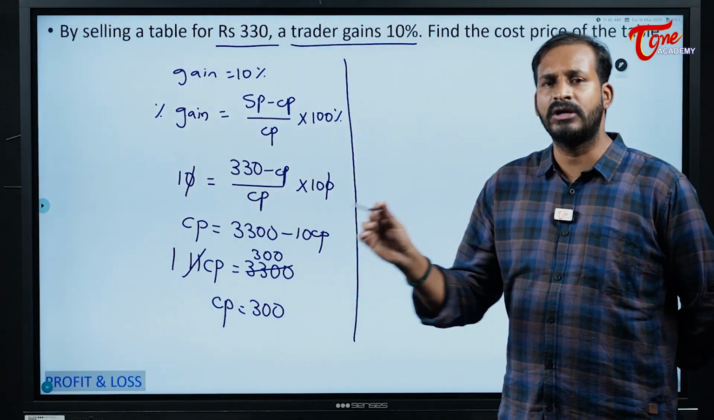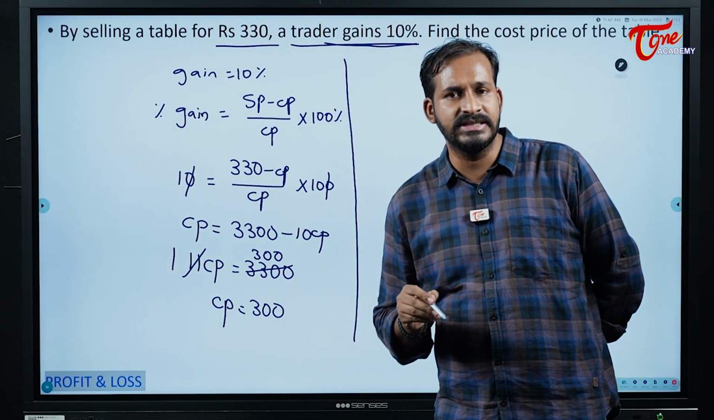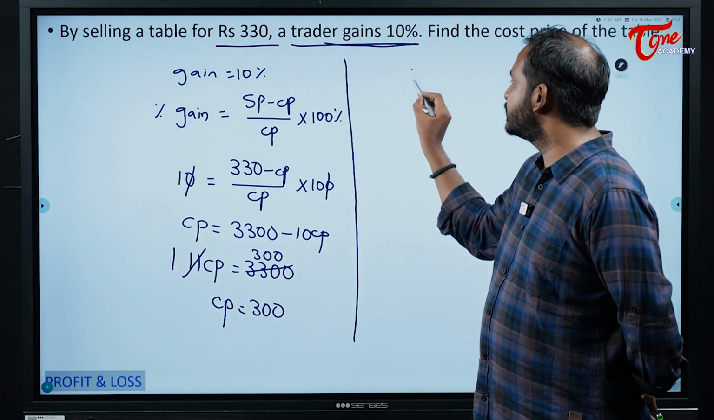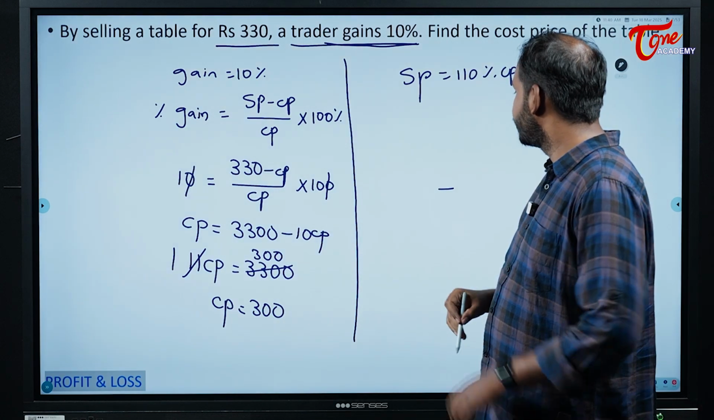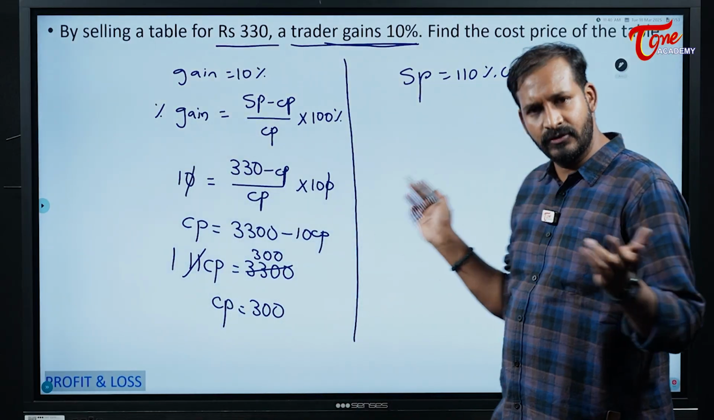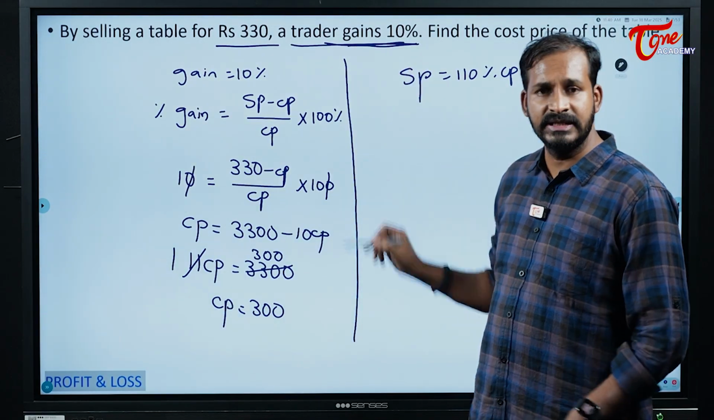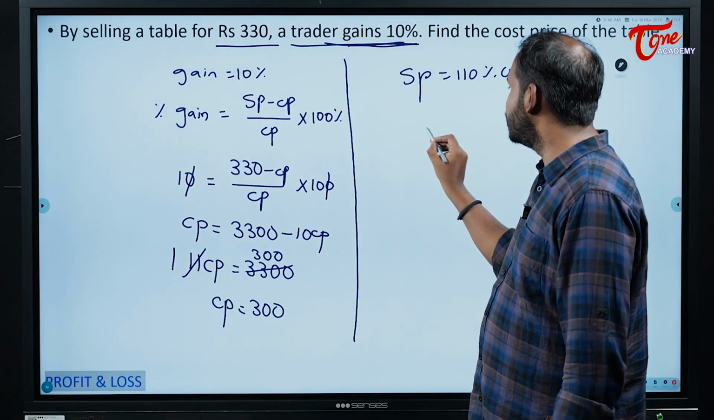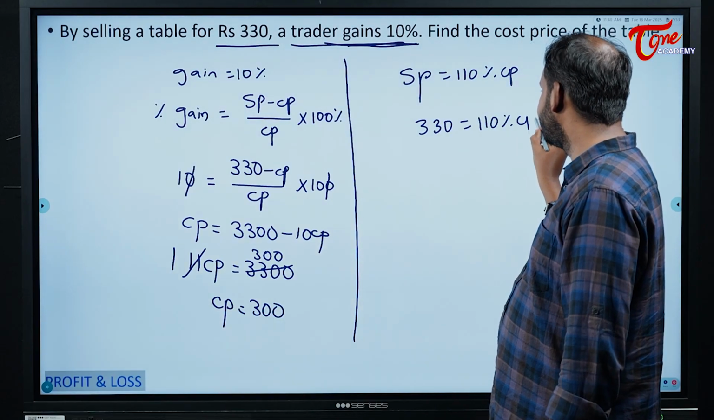Now, the shortcut method which we have learned just now. A trader gaining 10% means, tell me, what relation between selling price and cost price can we write? Just now we have seen, right? SP is equal to 110% of CP. Why? Because there is a gain of 10%. So what is the SP they have given us here? 330 is equal to 110% of CP.